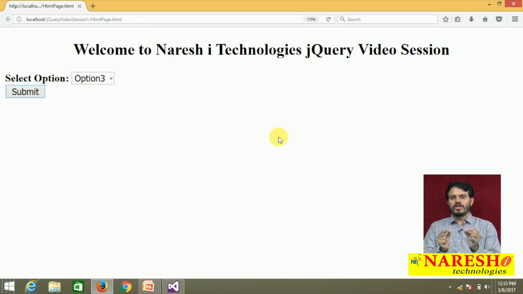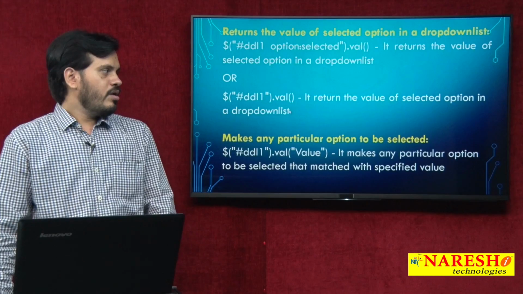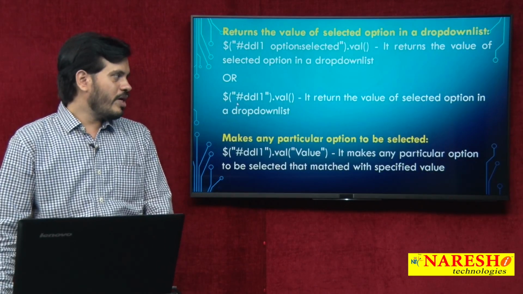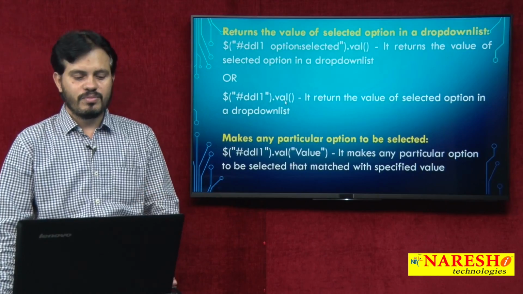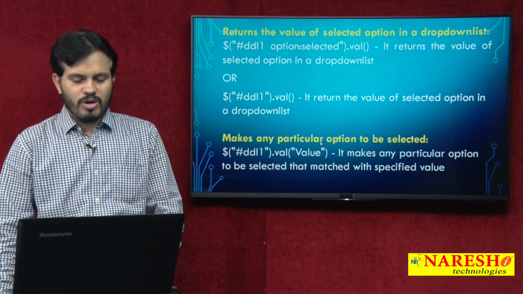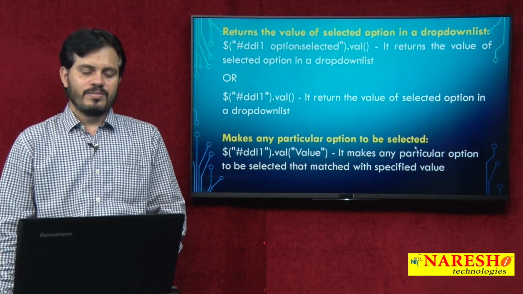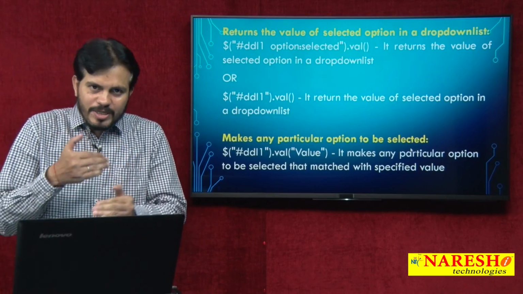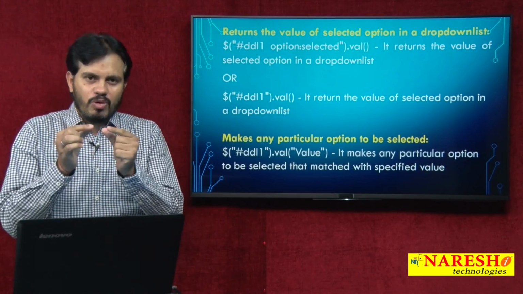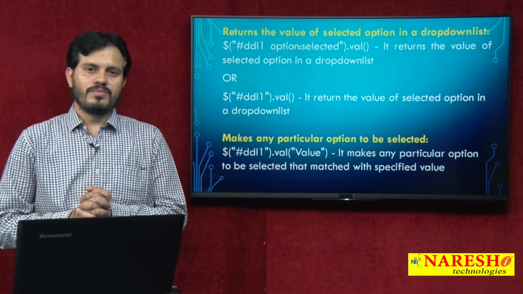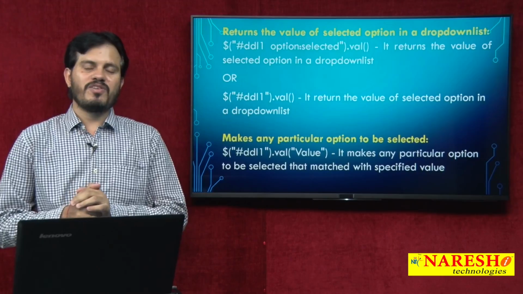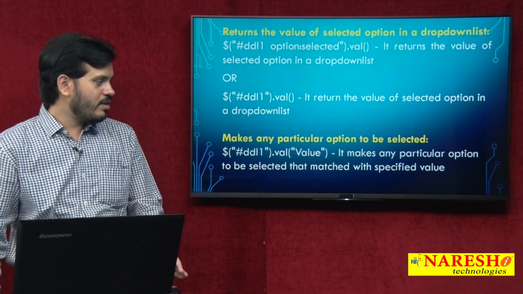which represents a drop down list, and they are fetching the value and they are fetching the text. Whenever you want to get the value, you can write this also, $('#DDL1').val() method, then also we can get the value. Now, make any particular option selected. I want programmatically any particular option to be selected by default at runtime, which matches with their specific value. So what do we write for that?